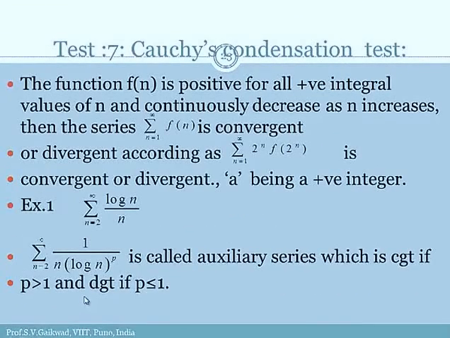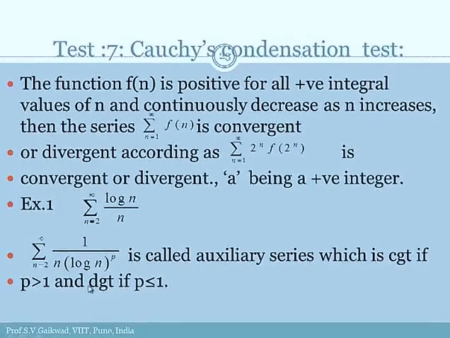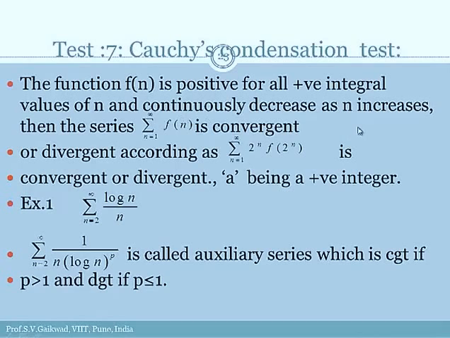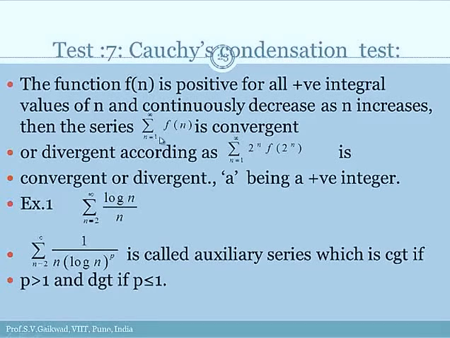Next one is Cauchy's condensation test. If function f of n is positive for all positive integral values of n and continuously decreases as n increases, we can apply this test. The test says that this series is convergent or divergent according as the series sigma 2 raised to n f of 2 raised to n is convergent or divergent. If this series is convergent, the given series is convergent. If this is divergent, the given series is divergent. That is Cauchy's condensation test.